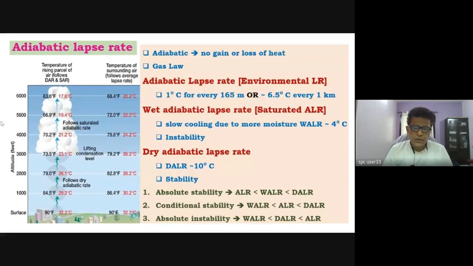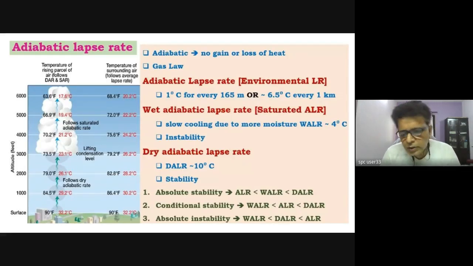Exactly opposite to that, you'll see that in the dry adiabatic lapse rate, the rate at which the temperatures may change in a packet of dry air is going to be much higher than the normal as such. And it is these things that are going to lead to these three conditions that we have in front of us: absolute stability, conditional stability, and absolute instability as such. Now, what do these three things mean? Okay, these are based on the first three observations that you are seeing up: adiabatic lapse rate, wet adiabatic lapse rate, and dry adiabatic lapse rate as such.